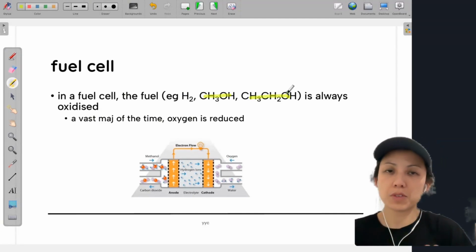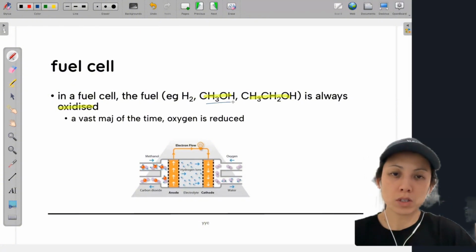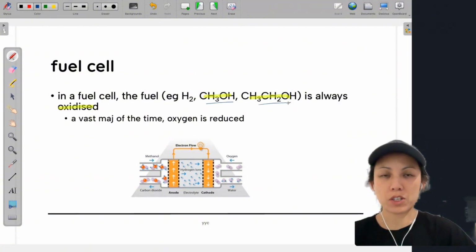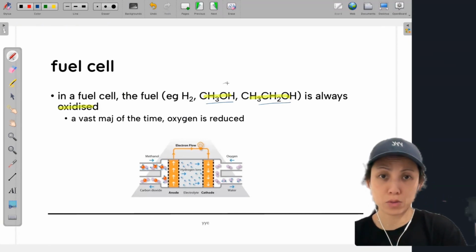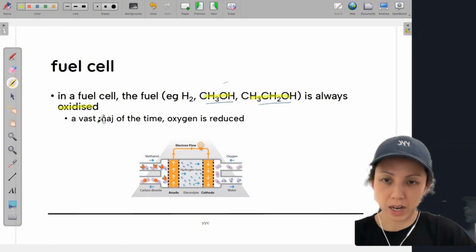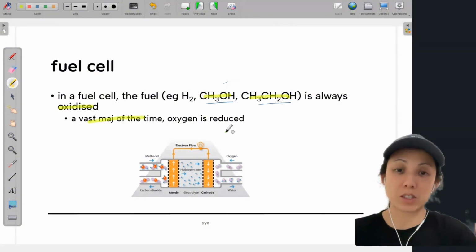Whatever the fuel, regardless of what that is, the fuel will always be oxidized. It's just going to be up to you to be able to balance these half equations for oxidation for each of these fuels, because you won't find these on the electrochemical series in your data book. And a vast majority of the time, if oxygen is present as part of the fuel cell and as part of the reaction, that is going to be reduced.